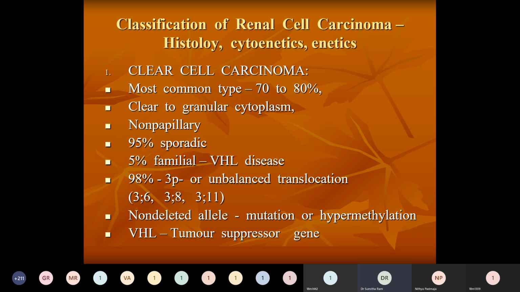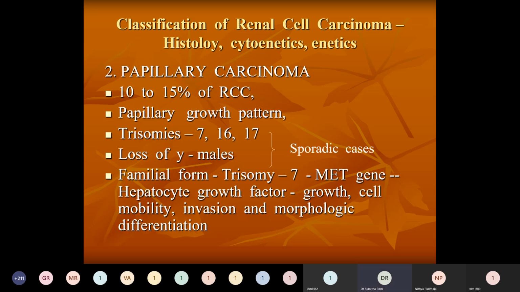So in clear cell carcinoma, 98% of these include these deletions of chromosome 3. Next we have the papillary carcinoma, which comprises around 10 to 15% of renal cell carcinoma.